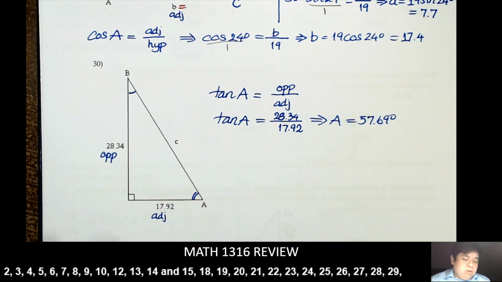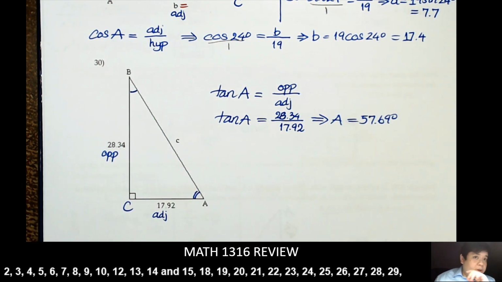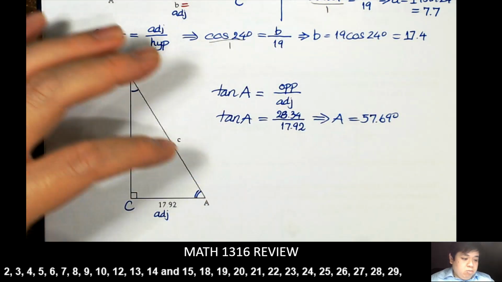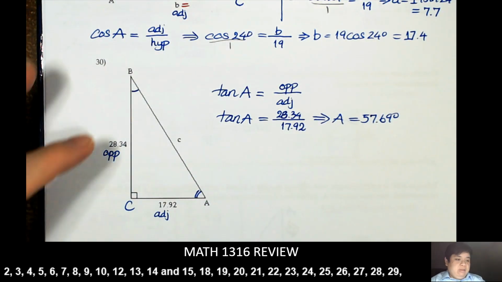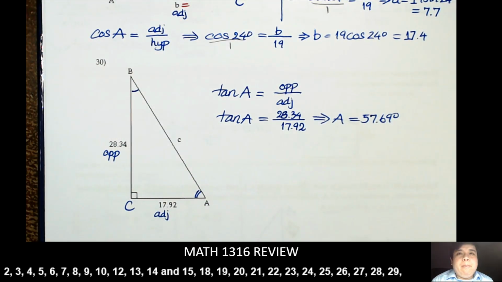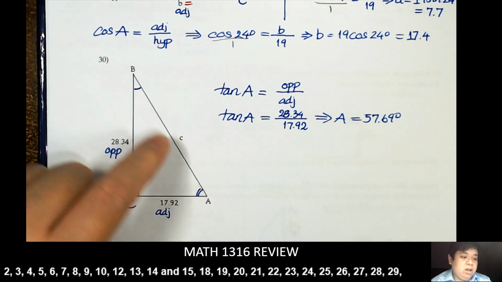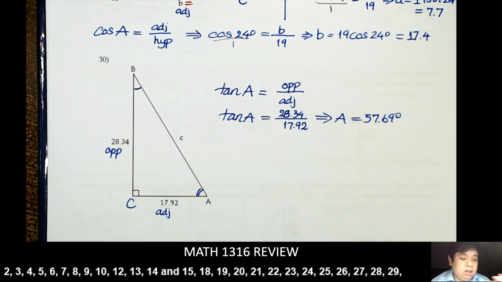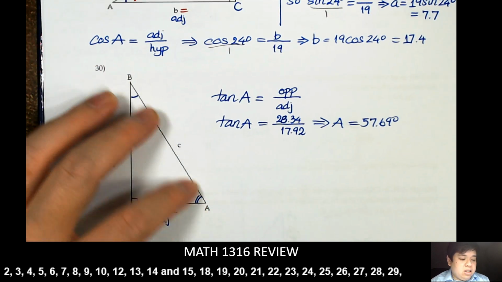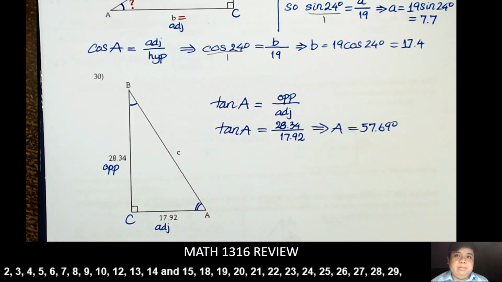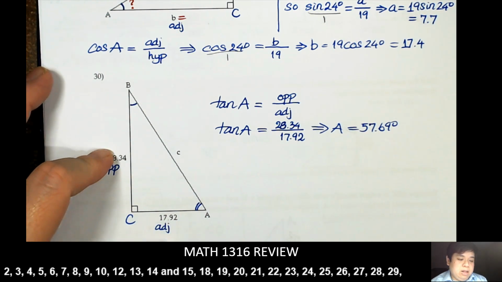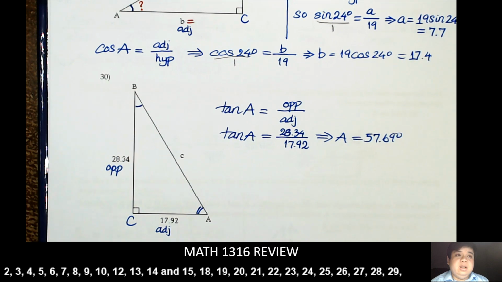Right, so we have A, and we have the angle C, which is 90 degrees. Subtract those from 180, we should have angle B. So that also works. So 180 minus 90 minus 57.69, we get angle B. So that's easy. And then the side C, we use Pythagorean theorem because we know A and B. I mean A and B.